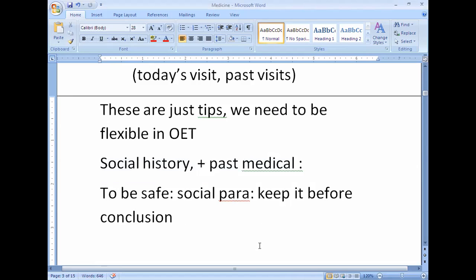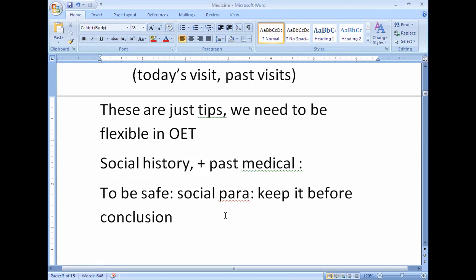After the purpose. Okay, let us take Ms. Tatiana. Can you tell me where I prefer to write social history and past medical history, because you are one of my students? You always advise us to keep it before the conclusion. Why? What is the reason?